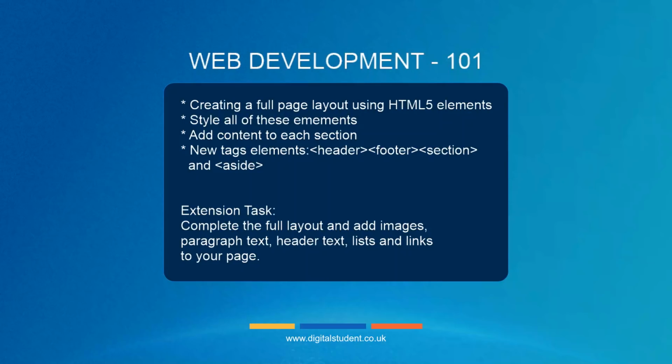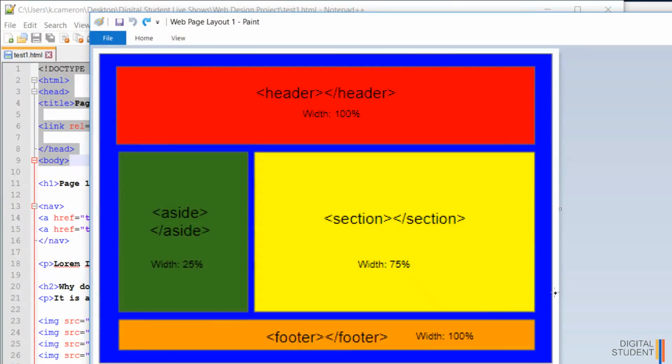So your extension task for this lesson is, once we finish fleshing out the main design of this page, your job is to add images, paragraph text, header text, lists and links. Now I do want new images and new text, a new list and new links, okay, so everything has to be new, just to recap what we've learnt so far and use it alongside these advanced layouts.